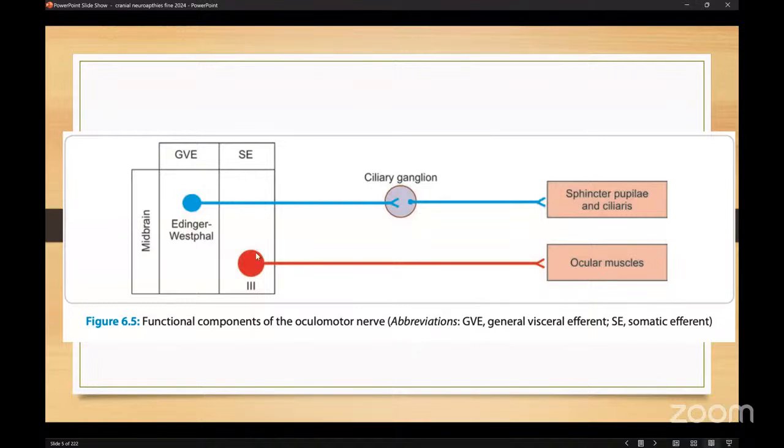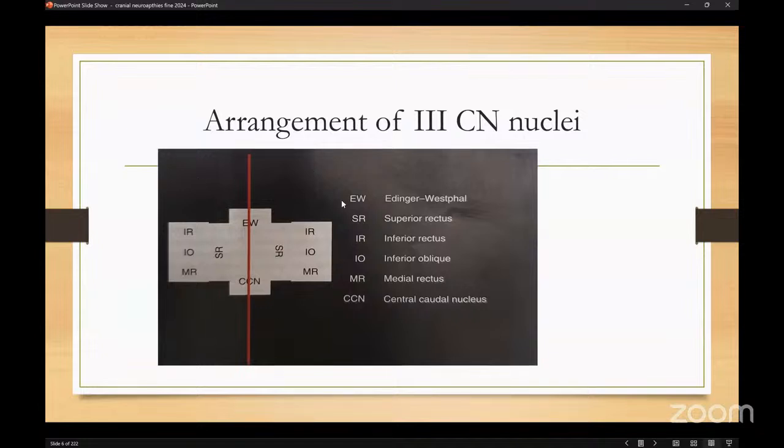The third nerve has a somatic efferent component, the third nerve nucleus supplying the ocular muscles, and a general visceral efferent component coming from the Edinger-Westphal nucleus, which supplies the sphincter pupillae. The most important part of the third nerve when we talk about localization is the arrangement of the third nerve nuclei. In the center there is the central caudal nucleus and the Edinger-Westphal nucleus, in the midline. Next to it are the superior rectus nuclei, and lateral most are the inferior rectus, inferior oblique, and medial rectus nuclei.